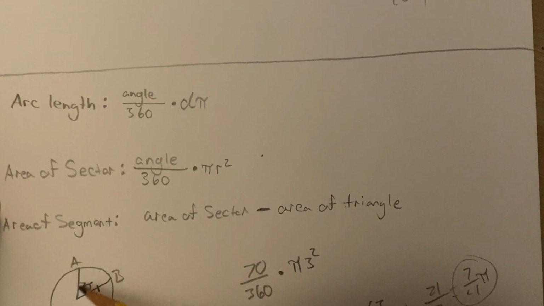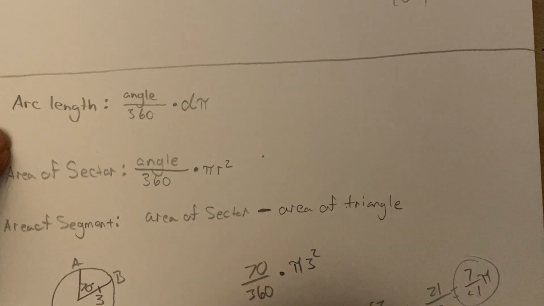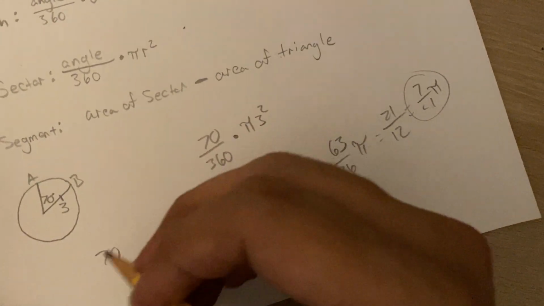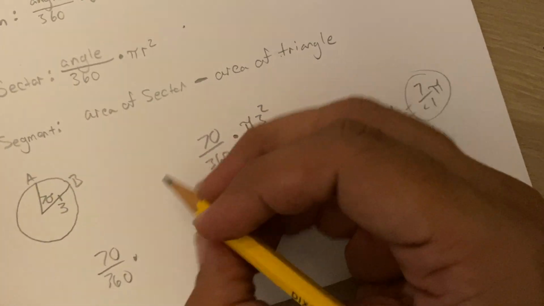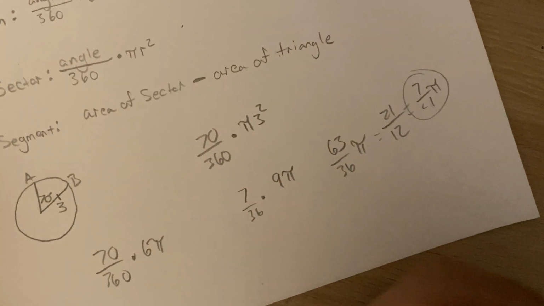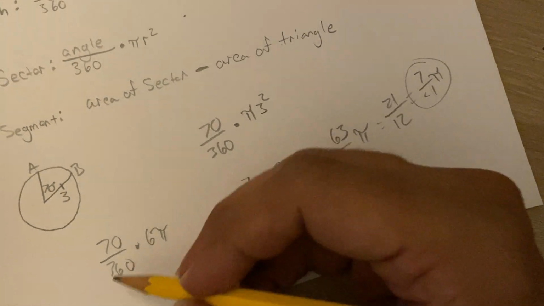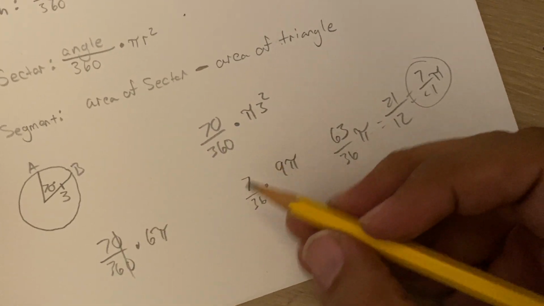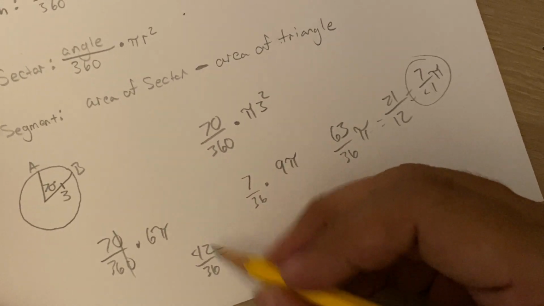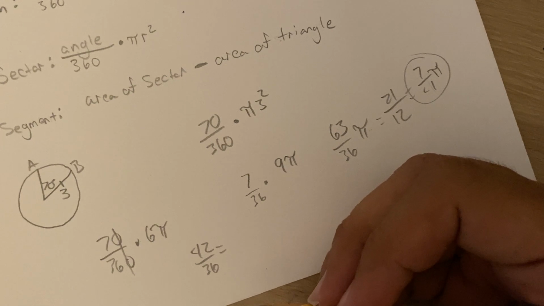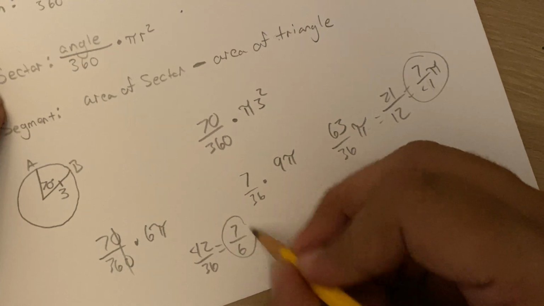So I found the area of all of this. So now we're going to do arc length. It's very similar. 70 over 360, because I'm still only doing 70 of the whole 360, times diameter, pi. Same thing. I'll leave it in terms of pi. I'm going to cancel that out. 7 times 6 is going to be 42 over 36. Both of these are divisible by 6. So it's going to be 7 over 6 pi.